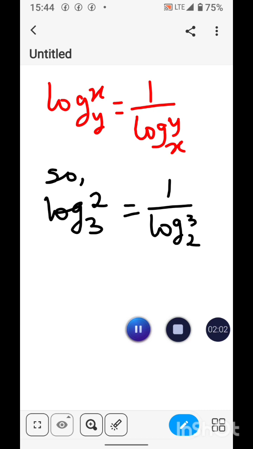We are using this because we can use change of base, which we are going to see: log x base y is log x to the base x divided by log y to the base x. And we all know that log x base x is 1, right? Because if you say log 5 base 10, it is log 5 divided by log 10.